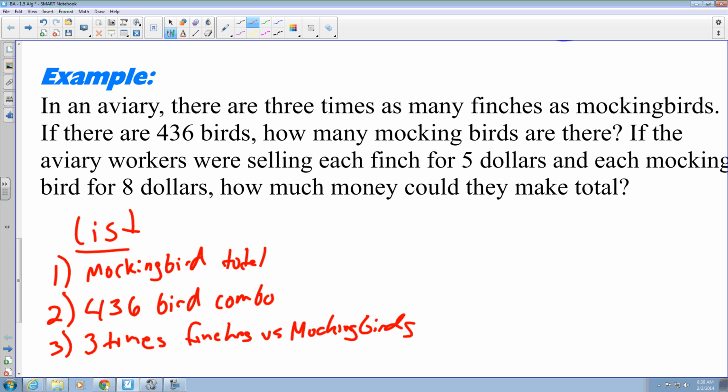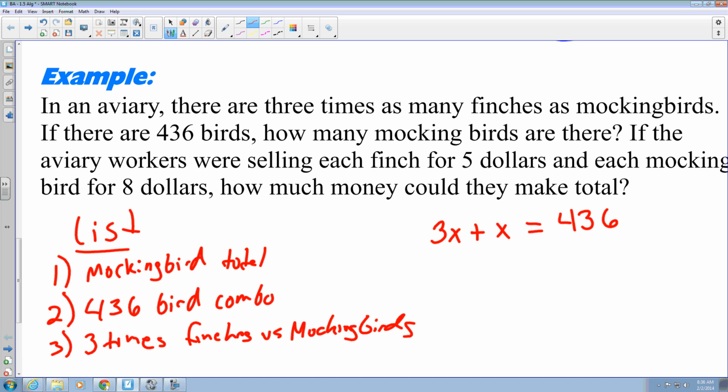So from there, we can make an equation. The equation looks like this. I know that there's 3 times as many finches as there are mockingbirds. I don't know how many mockingbirds there are, so I'm going to say 3x plus x happens to equal 436. So, for instance, say if there was 1 mockingbird, there would be 3 finches. If there was 2 mockingbirds, there'd be 6 finches.